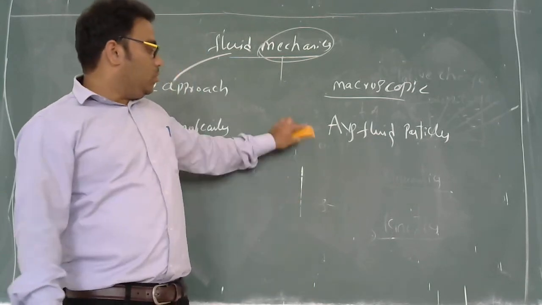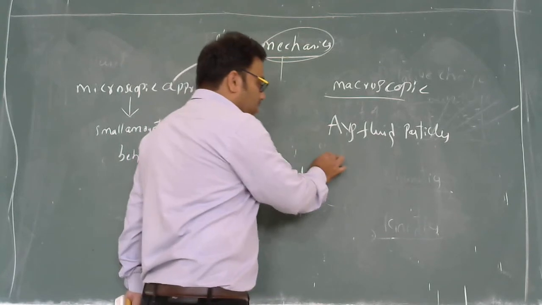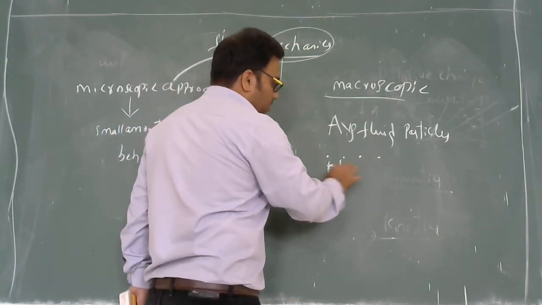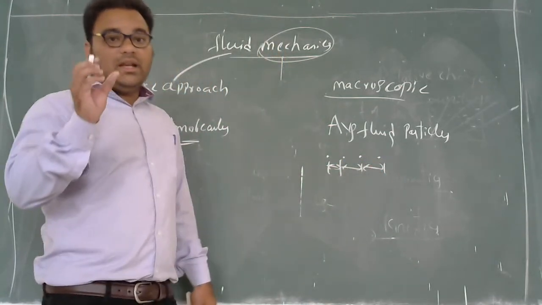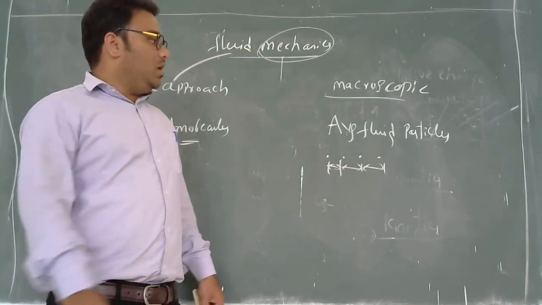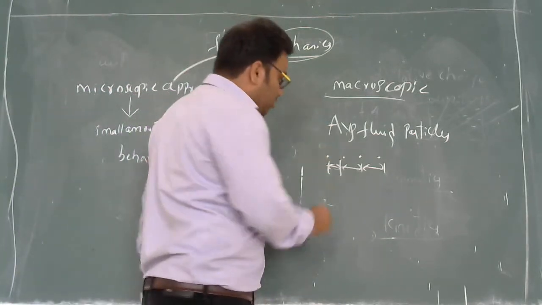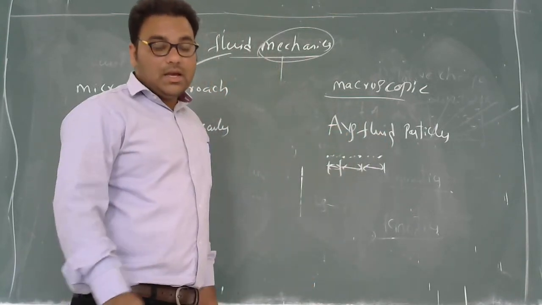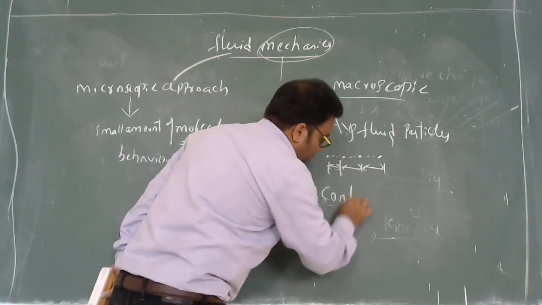In the macroscopic approach, we assume that whatever the distance between the molecules is, it is very negligible. So there is no void between two molecules. There is always a continuous distribution of molecules, a continuous distribution of mass particles. That concept is nothing but the continuum.